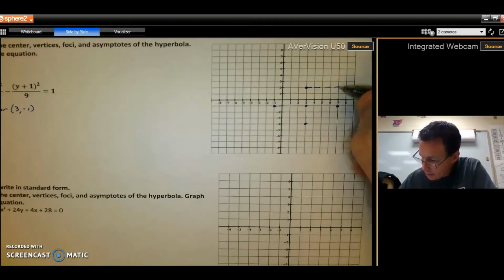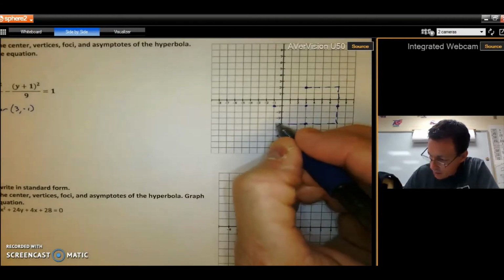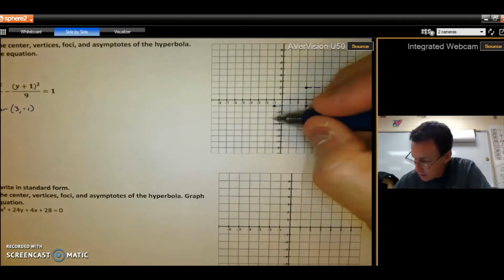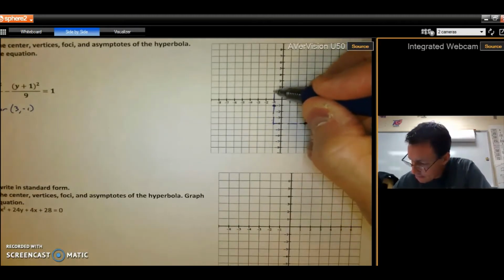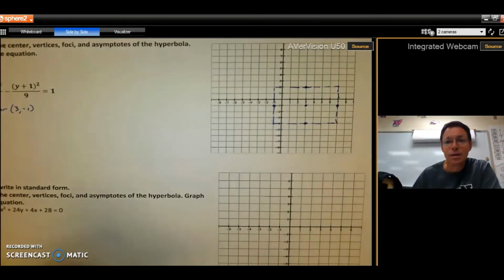So now I'm right above this point. So I'm going along the bottom, so I'll stop right here. So I'm right underneath that point. Okay, now make sure you make those dotted lines. This is not really part of the graph. This is a tool we're going to use to make the graph.